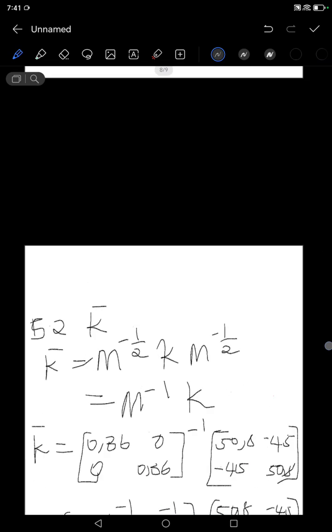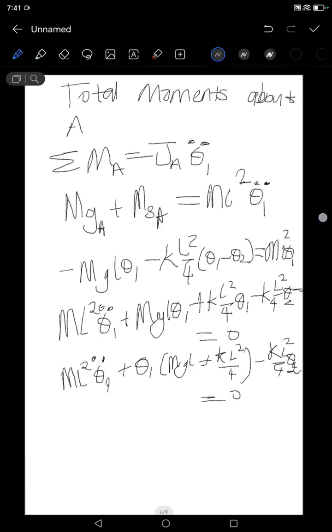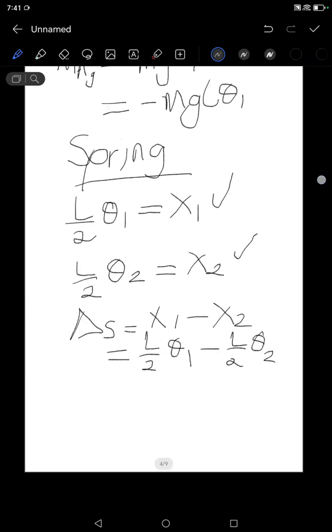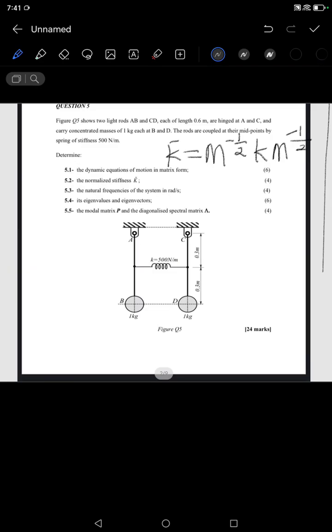Sharp. And then number 3, they want us to determine what? The natural frequency of the system in radians per second. So now let's determine the natural frequency in radians per second. And then the second question wants us to determine the eigenvalues and eigenvectors. Okay.